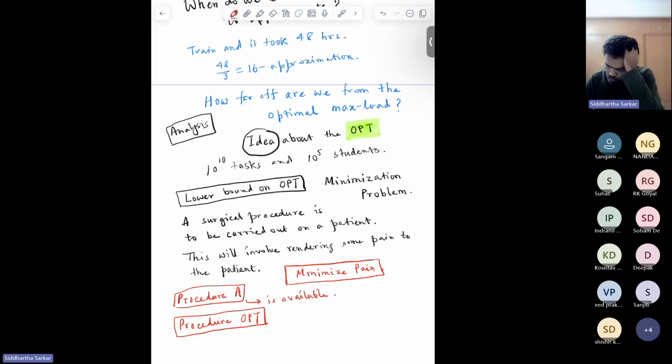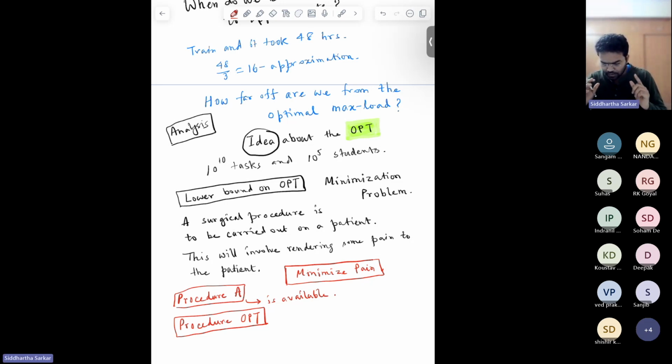So the patient wants to know that, okay, I am ready to undergo this surgery under procedure A, but how much pain will it give me when compared to procedure OPT? Let us say procedure OPT is not even discovered. That is also possible. Medical science is always evolving, so better procedures are always being invented. So let us say we have no way to know how much pain procedure OPT will inflict.